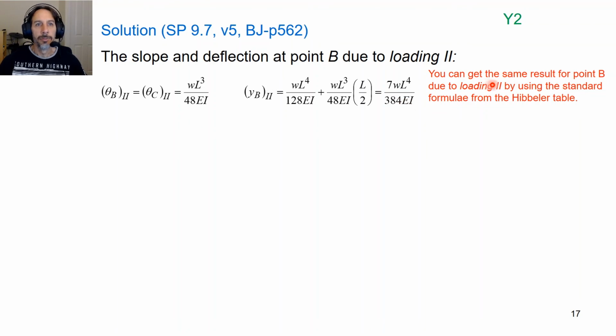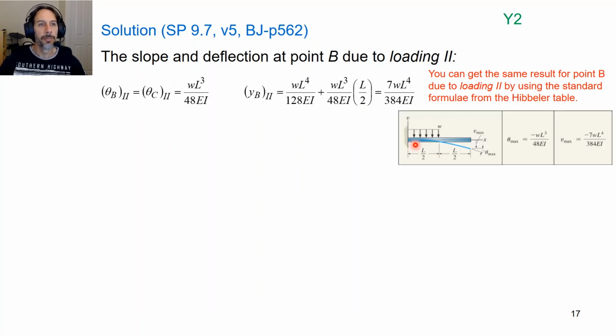As I said before, Hibbeler actually has this as a standard solution in the table in that textbook. If you look that up, you can see that the table indicates that we've got the correct result here.